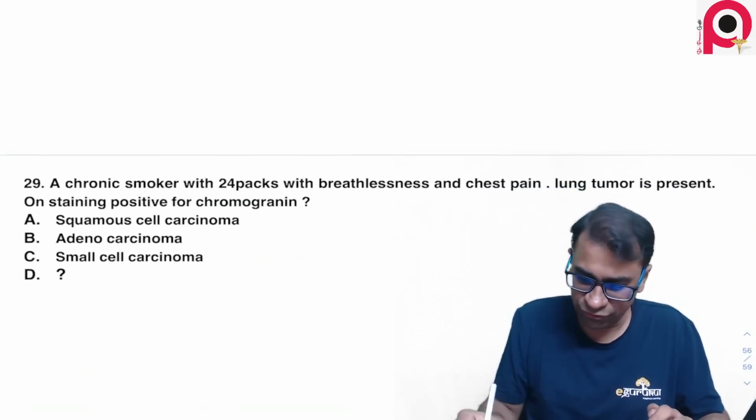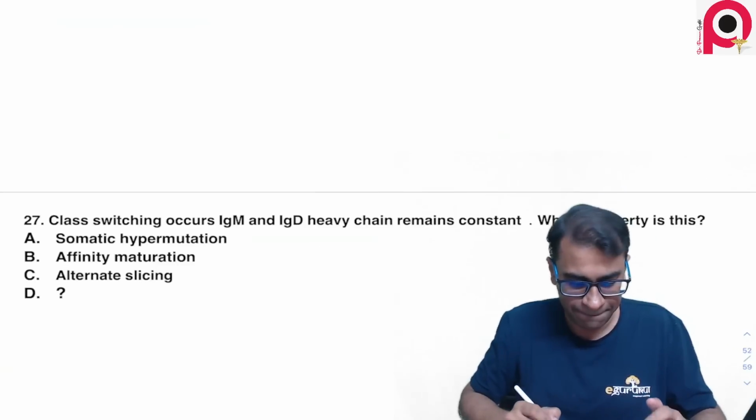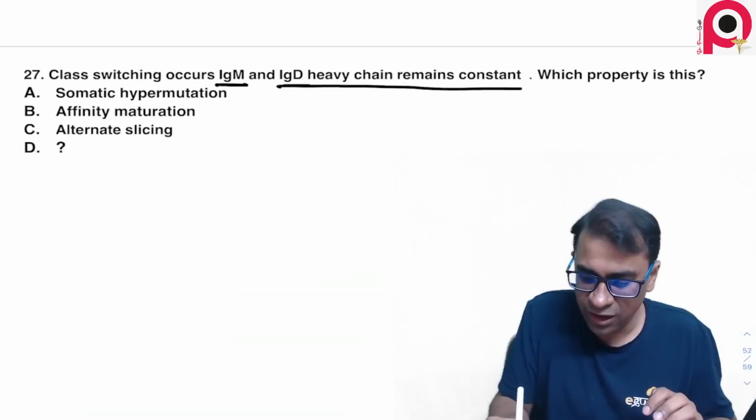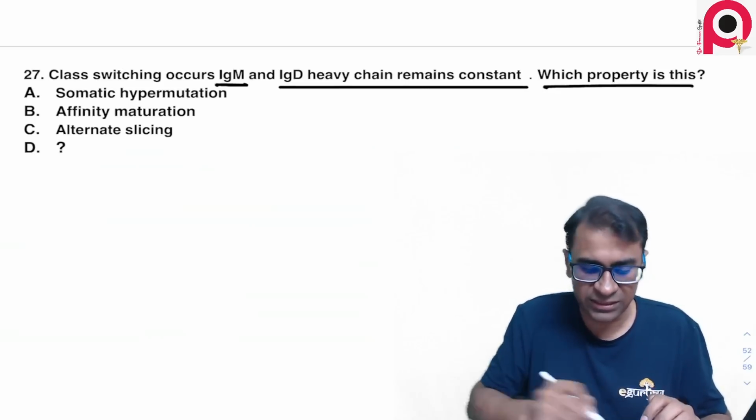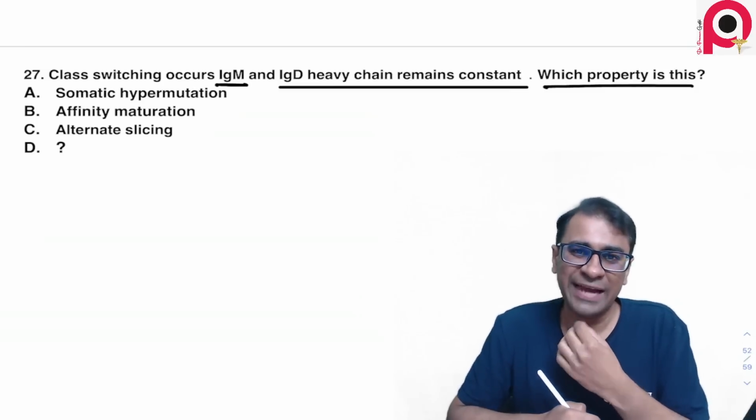It's a case of chromogranin, so it's a small cell cancer. This I already discussed. It's a case of thalassemia. Class switching occurs in IgM and IgD, and the heavy chain remains constant. Which property is this? I want more information on what exactly the question was, because what exactly is class switching?